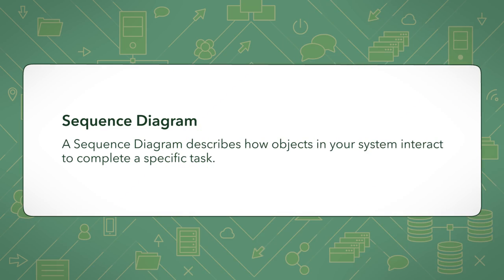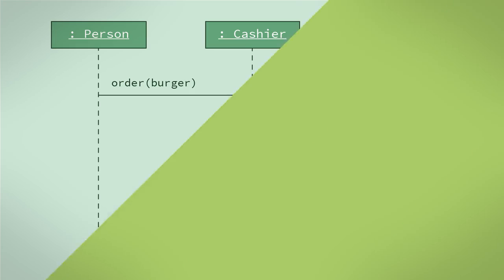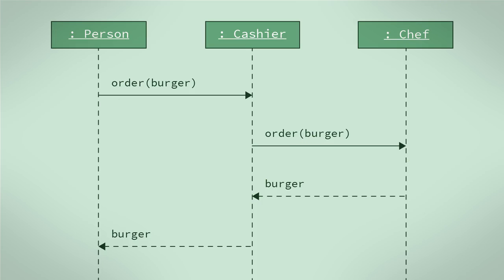A sequence diagram describes how objects in your system interact to complete a specific task. Think back to the burger example. All those interactions between the different people were needed so that person could get a burger. This is similar to how objects will interact to complete a given task. I will describe the different components of a sequence diagram first, then later I will elaborate more on how to put it all together.